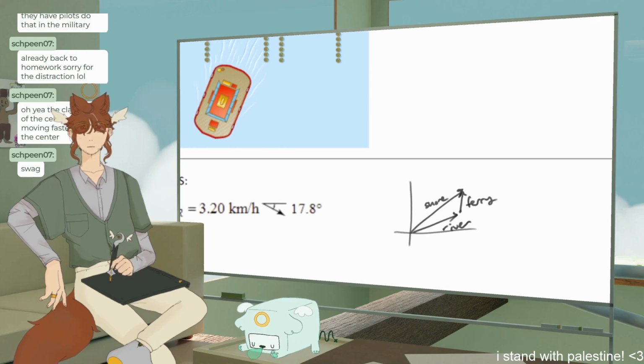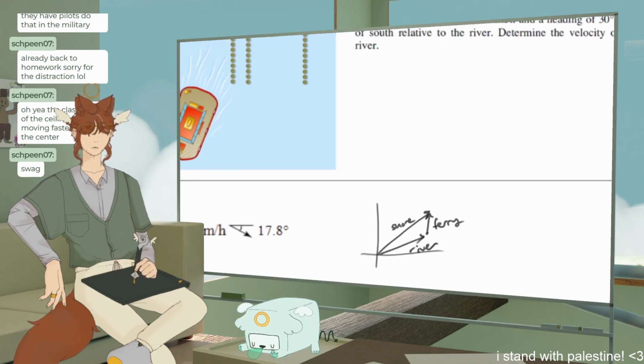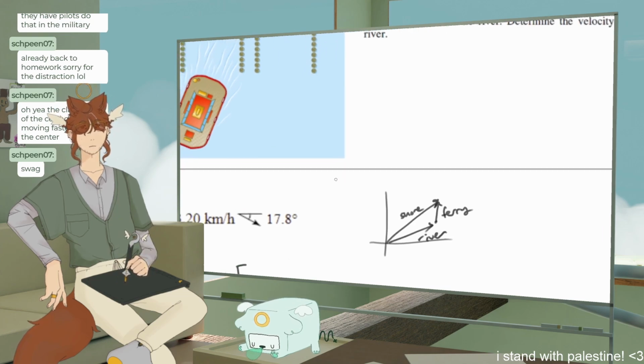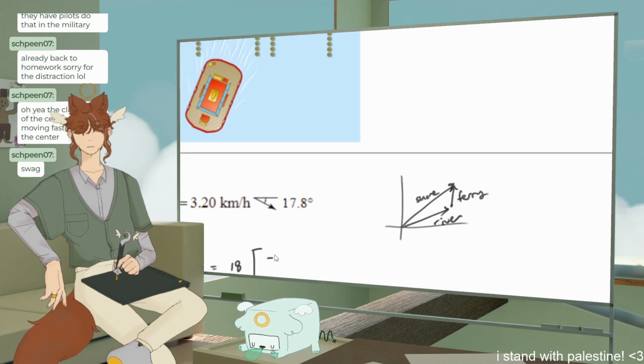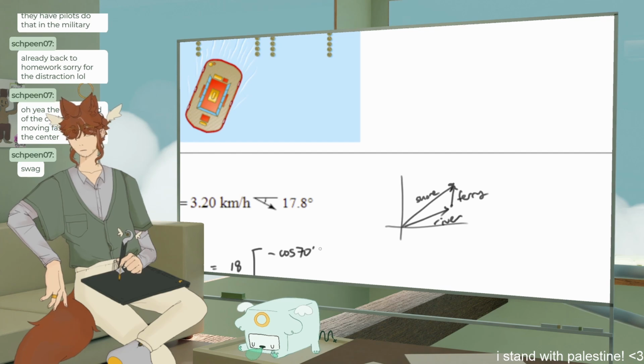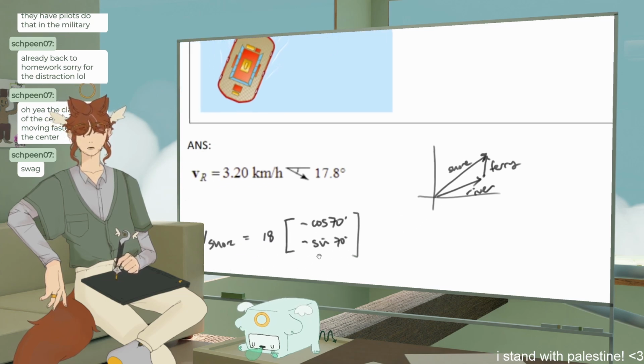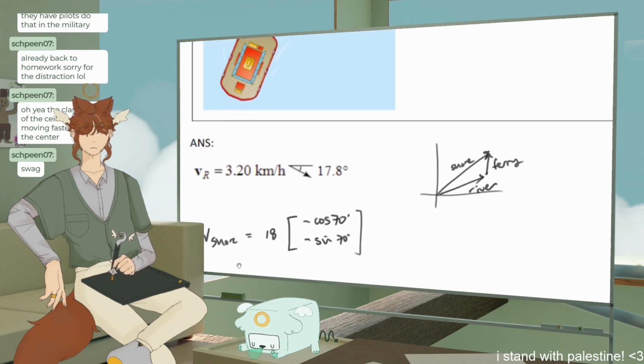Okay, so v shore equals, let's say 18 times, I'm just going to look at this direction. It looks like we've got a negative and a negative. So negative cosine 70. Now, do we have negative cosine 70? If they're giving us that angle, that would be negative cosine 70 and negative sine 70, yes. Then we've got v boat, I guess, equals 18.4.